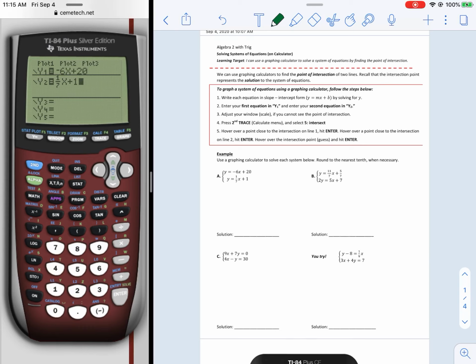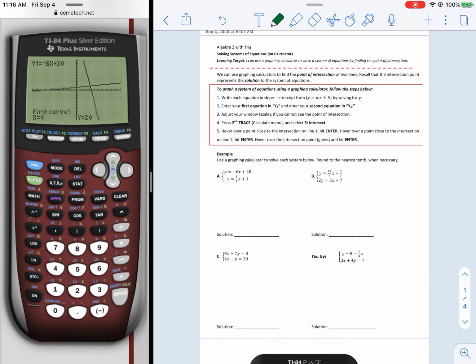Okay, so now if you hit graph on the top right, you'll see there's your first line, and there's your second line. So we want to find the intersection point. So you're going to hit the blue second button, and then you're going to hit trace on the top. The top row is your graphing calculator menu. And because we're looking for an intersection, we're going to select number 5.